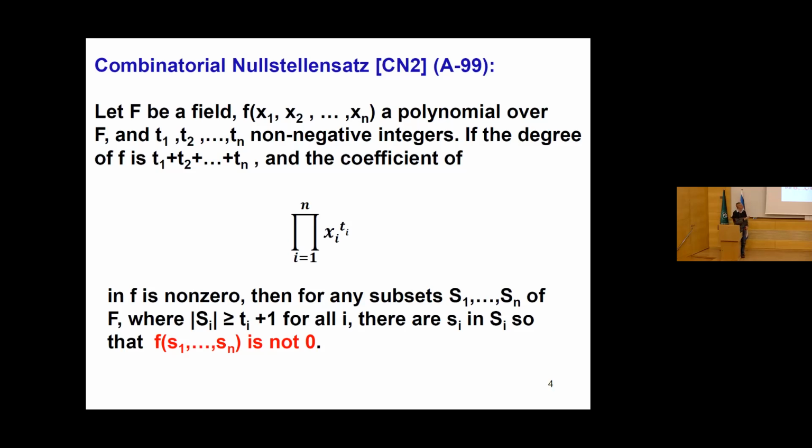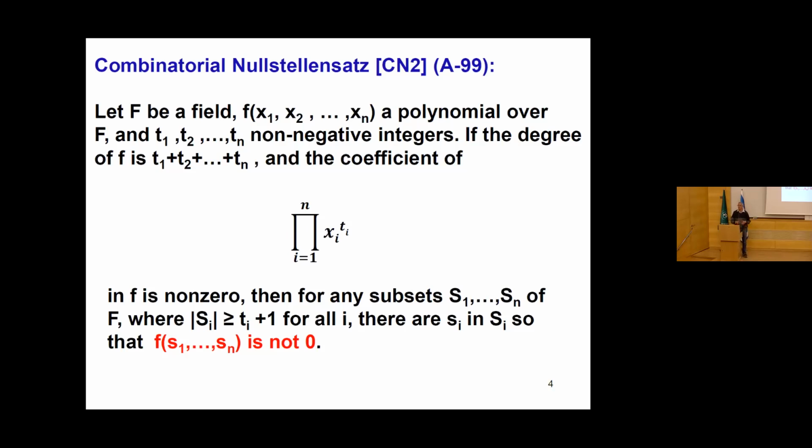Now, if we also know that the coefficient of the product of xi to the ti is non-zero, then whenever we have subsets of the field, S1 up to Sn, and the size of Si is bigger than ti, so it's at least ti plus 1, then f cannot vanish over the whole box. Namely, we can find little si in capital Si, so that if we substitute them in f, we get non-zero.